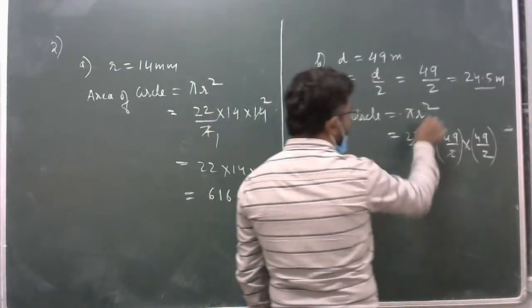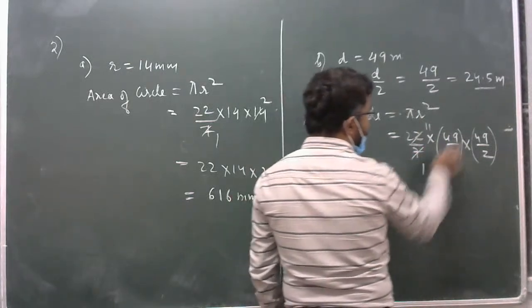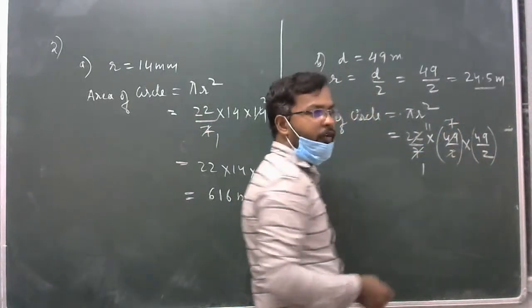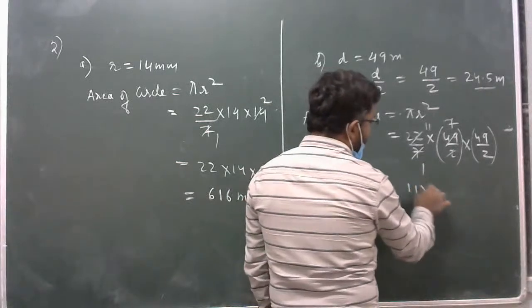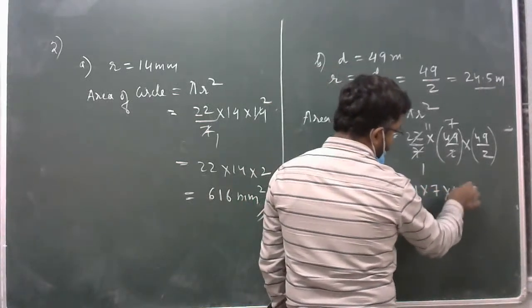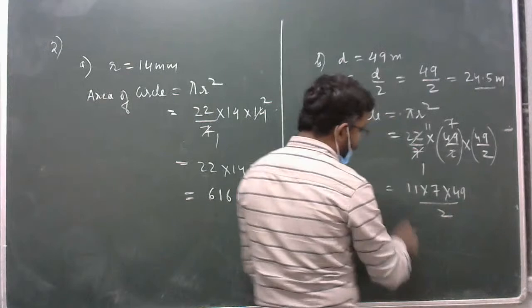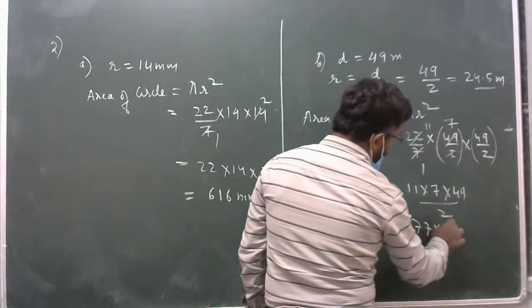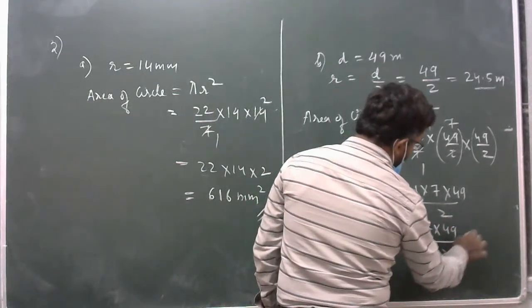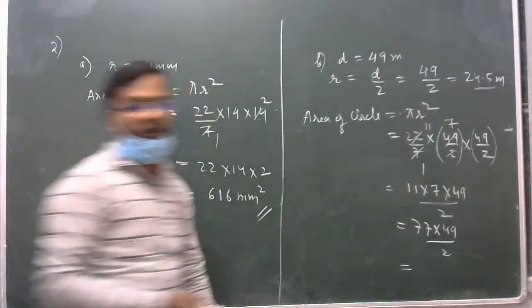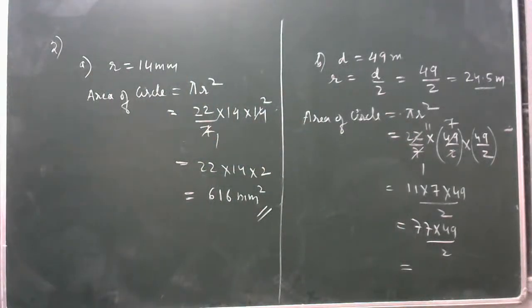So 2 on the 2, 11 the 7, 1 the 7, 7 the, and further we cannot cancel. So 11 into 7 into 49 whole divided by 2. 77 into 49 whole divided by 2. So just find out option value. Yes, already they are written as 154 meters square. Now let's check it out. 77 into 49.